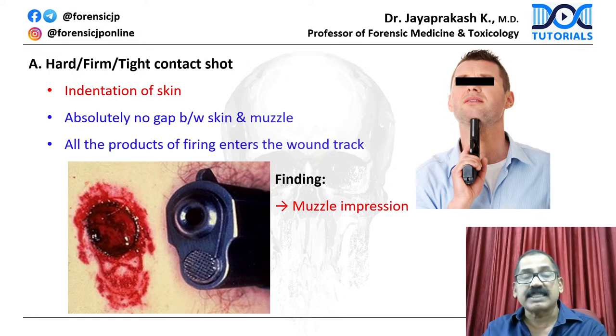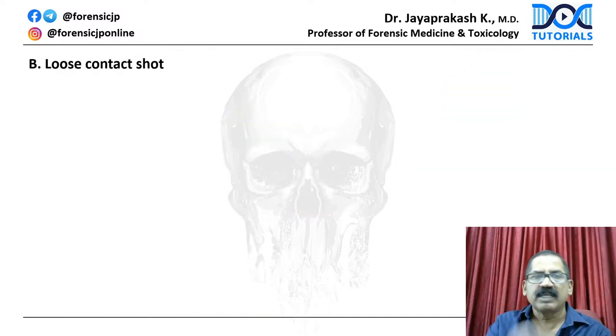In this picture you can see only muzzle impression with wound of entry. We can say that it is tight contact shot. At the same time, we can try to identify the causative gun. Now, number two, loose contact. Loose contact means there is no indentation.